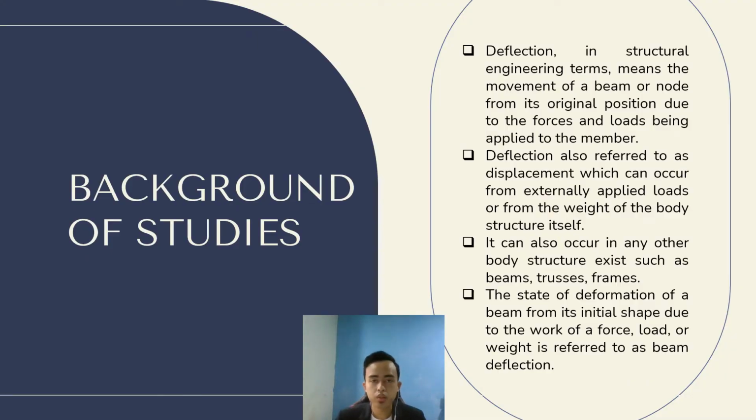Background of the studies. Deflection means the movement of a beam or node from its original position due to the force and load being applied to the member. Deflection, also referred to as displacement. Deflection can occur in any other body structure axis. Beam deflection is referred as the state of deformation of a beam from its initial shape due to a work of force, load, or wave.